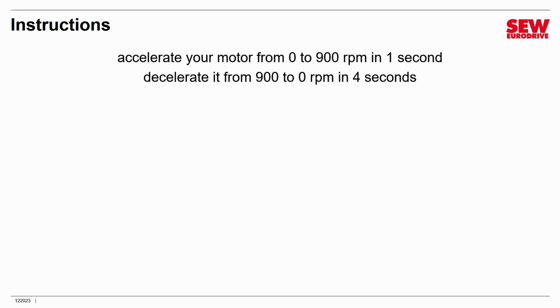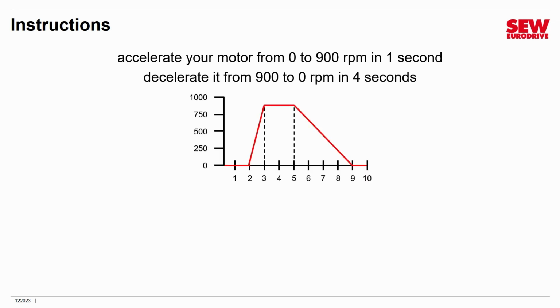So here's what I'd like you to do. I would like you to accelerate your motor from 0 to 900 RPM in 1 second, and then decelerate it from 900 RPM to 0 RPM in 4 seconds. So this is a graph of what I'd like you to do. You can see you begin at full stop, 0 RPM, time goes by for a while, then you start the acceleration ramp, your speed goes up to 900 RPM, steadies out, and then it decelerates and comes to a full stop. It's going to take 1 second for the up ramp, and it's going to take 4 seconds for the down ramp.